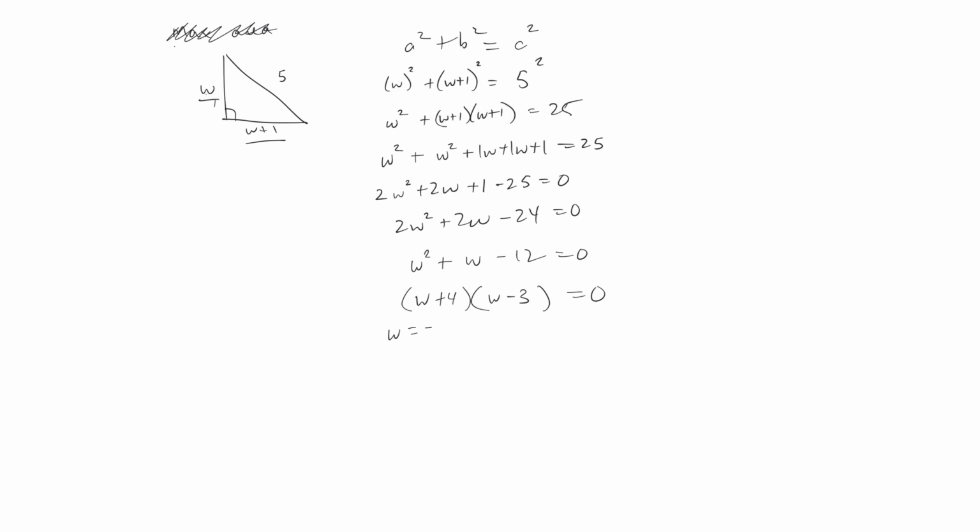So w equals negative 4, which doesn't make sense because we're looking at a distance, or the width is 3. So therefore this distance is 3, and this distance here will be 3 plus 1, or 4. Okay, so that helps out. Sorry about the max area. I was thinking of section 3.3.